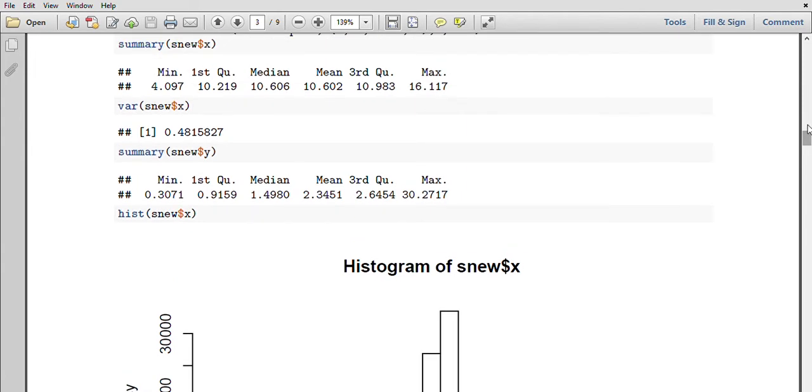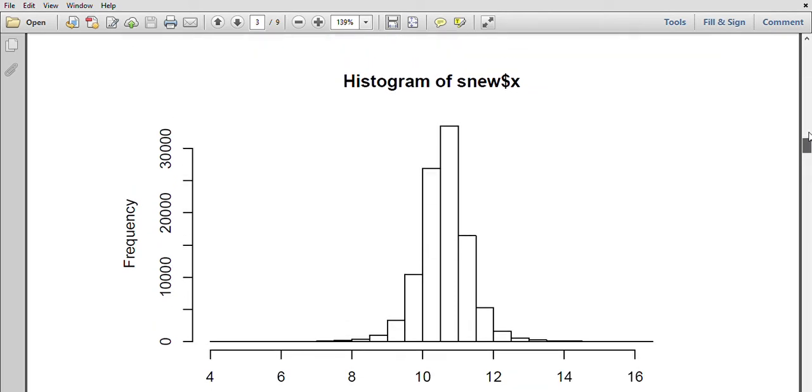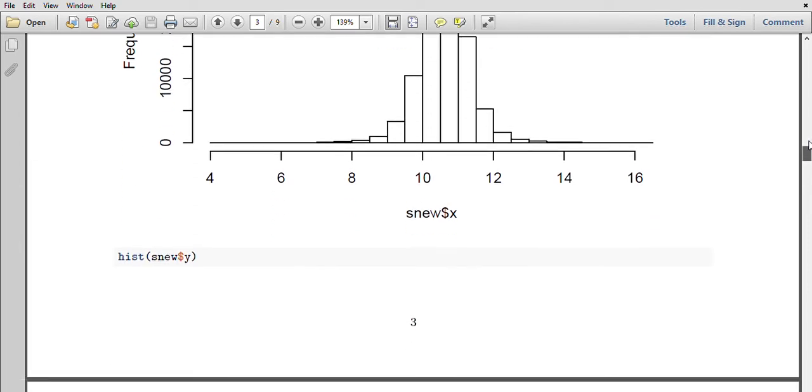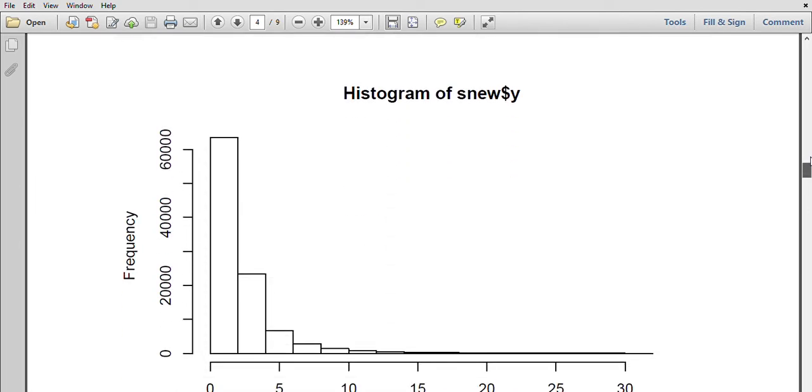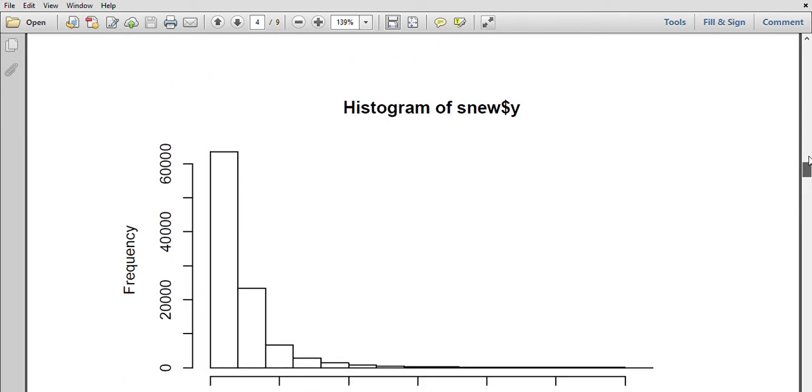Now look at the histogram of mu's generated by using this SimContour command. The histogram looks like this. Then for sigma square, the histogram looks like this. So this was the first approach.